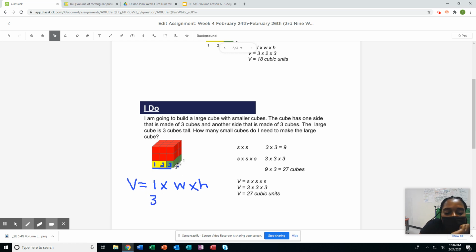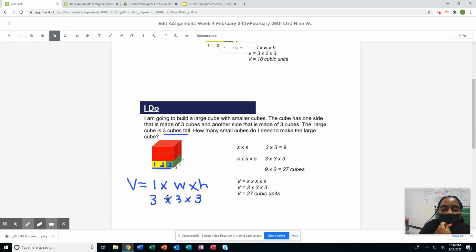Next, we're going to count our width, and we have 1, 2, 3, and they numbered them for us. So our width is 3. Next, we're going to count our height and that's how tall it is, and it tells us in the problem how tall this figure is. So there's 1, 2, 3 layers. So it's 3 layers high.